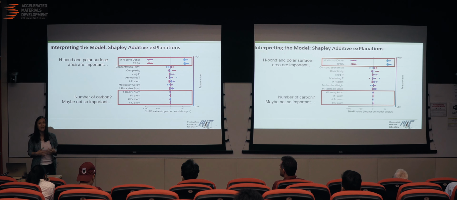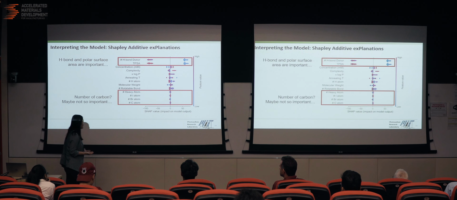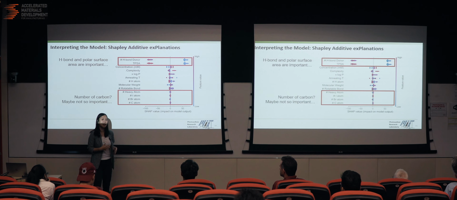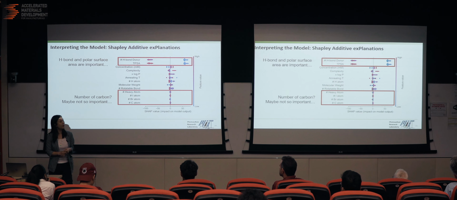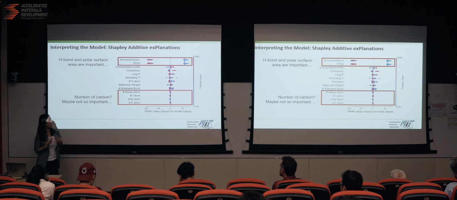There are also some non-intuitive results that come from this model. Before the study, I thought the number of carbons would be very important, because I thought the larger your capping material, maybe the better the stability. But to my surprise, the number of carbons is actually not as important as I thought.